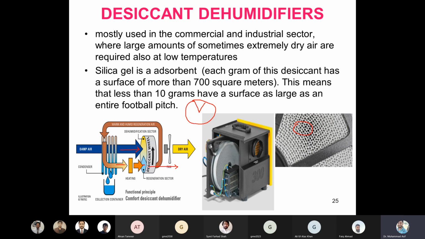When that hot air comes in contact with the heating coil, because of the heat, those vapors have high energy, so they are desorbed. So the desiccant wheel is regenerated.